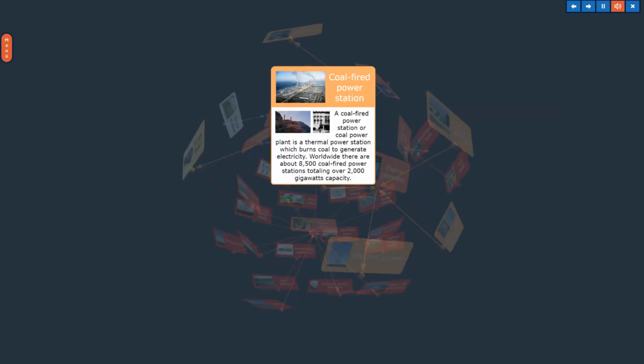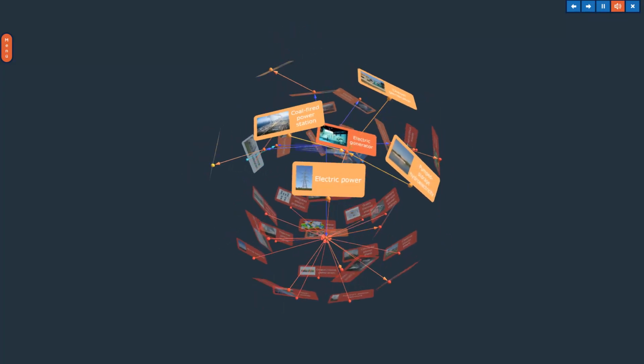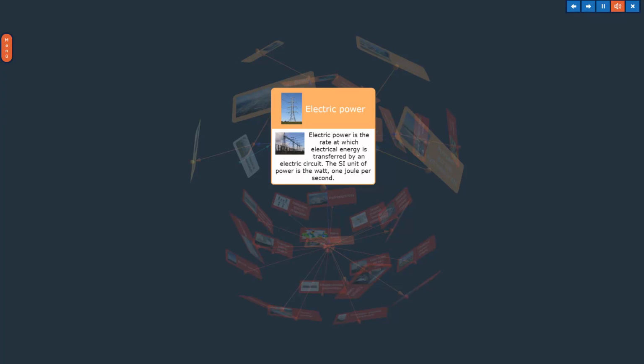Coal-fired power station. A coal-fired power station or coal power plant is a thermal power station which burns coal to generate electricity. Worldwide there are about 8,500 coal-fired power stations totaling over 2,000 gigawatts capacity. Electric power. Electric power is the rate at which electrical energy is transferred by an electric circuit. The SI unit of power is the watt, 1 joule per second.